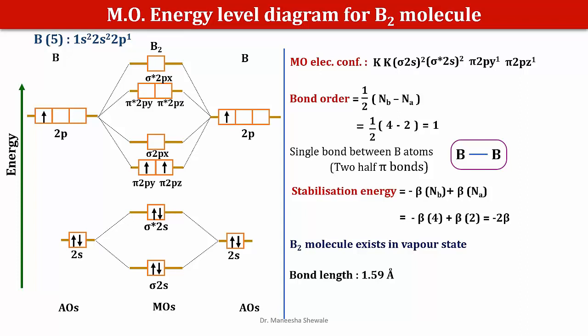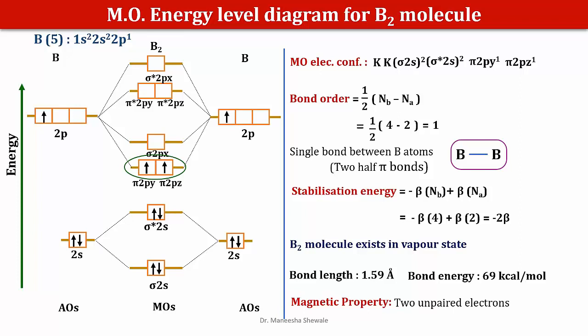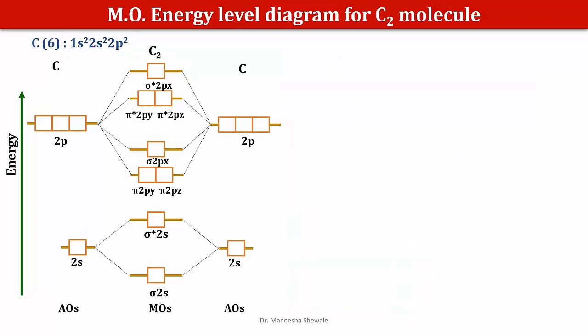The bond length is found to be 1.59 angstroms and the bond energy is 69 kilocalories per mole. Finally, we can comment on the magnetic property. There are two unpaired electrons, so the boron molecule will be paramagnetic. Then we move on to the carbon molecule.